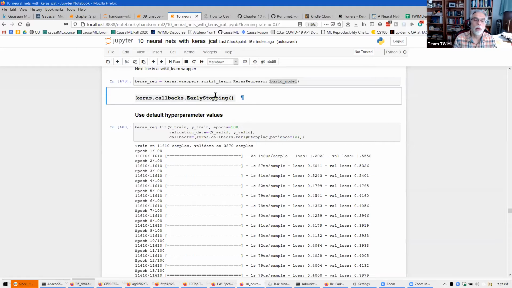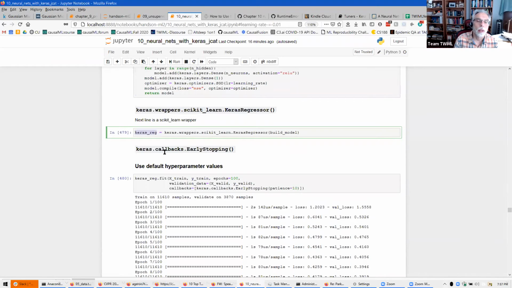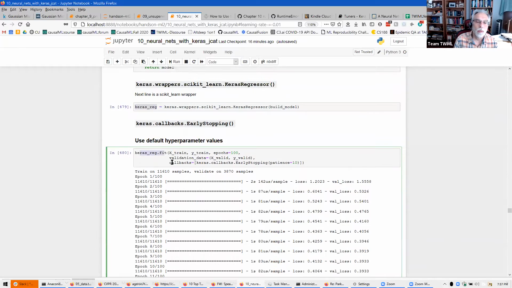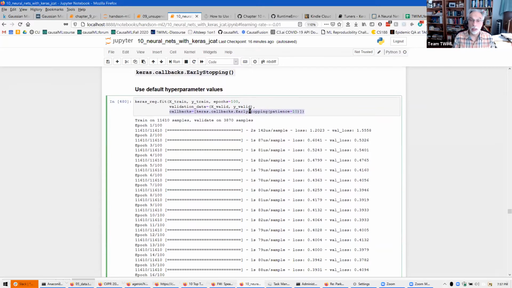Then the next step is you call this model. The model's name is Keras regression, Keras_reg, and then we basically compile that model and then we can fit it. And just as before, when we fit it, we can supply callbacks. And we're going to keep this early stopping callback that we used before.